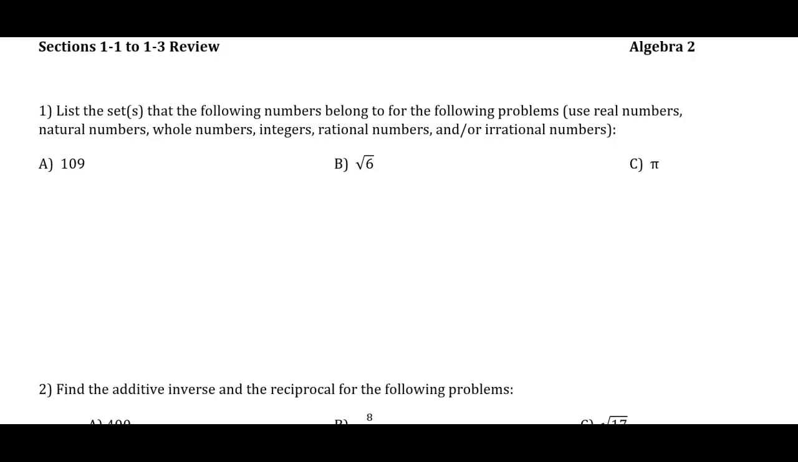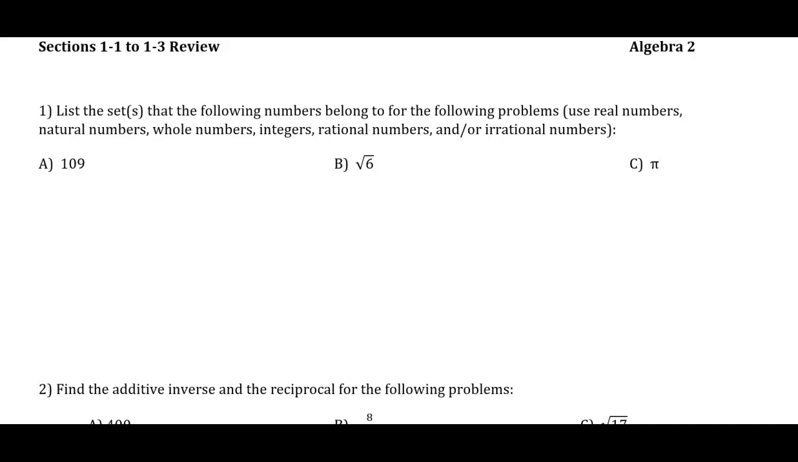So what I'm going to do is go over one problem of each type with you. We'll just go through each problem set and kind of look at what is happening in each one.